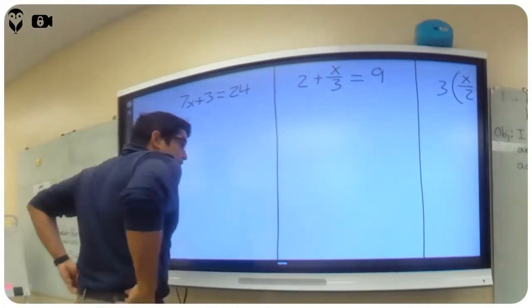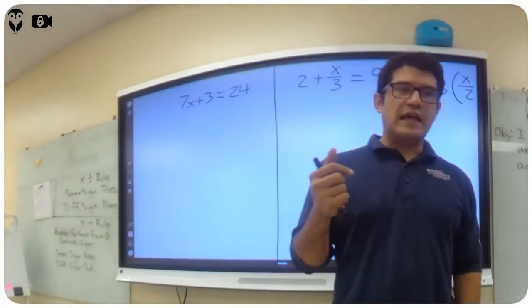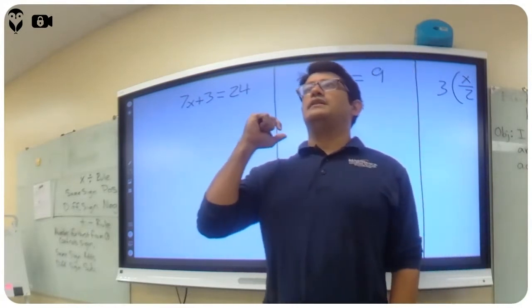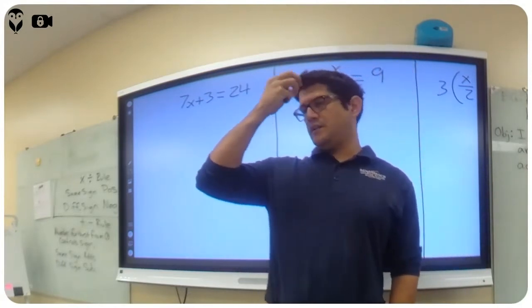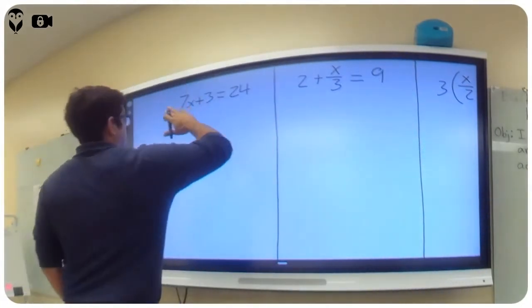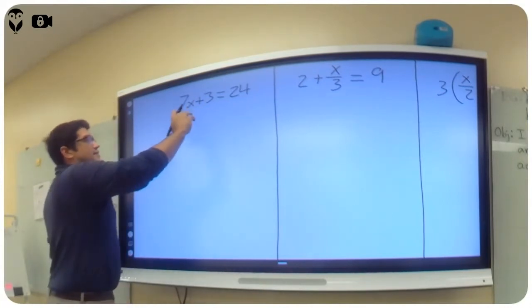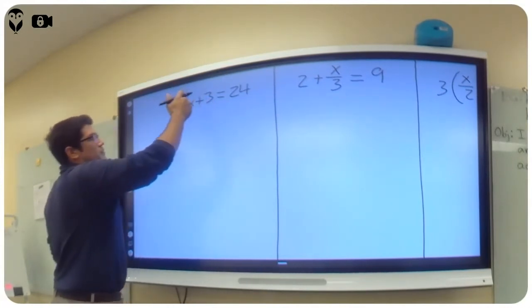Okay, so this is on two-step equations, equations with variables on both sides, and the last one is going to be on absolute value equations. So for this is a two-step equation, all right? There's two things happening to the x. It's being added by 3 and it's being multiplied by 7.